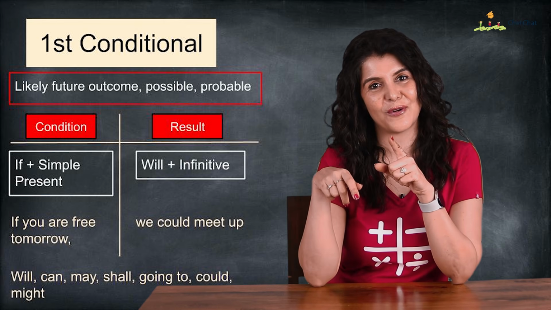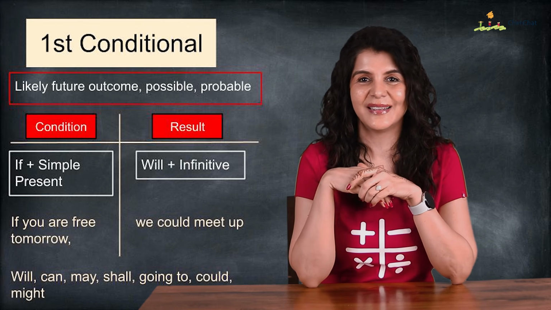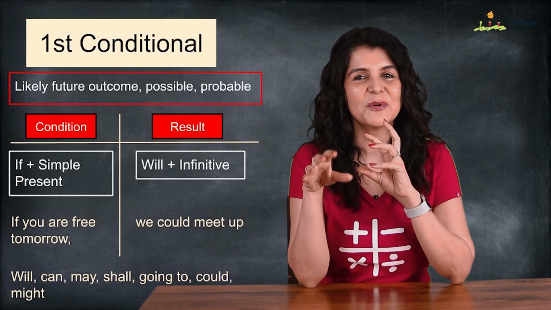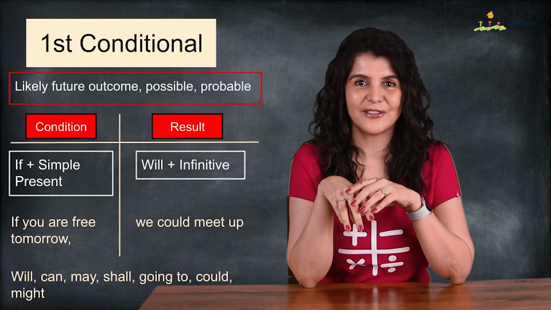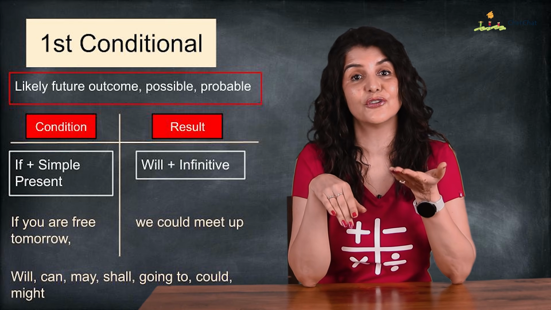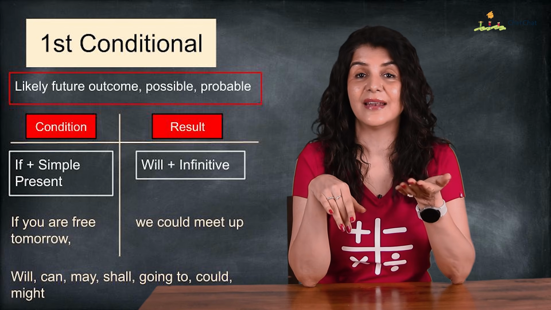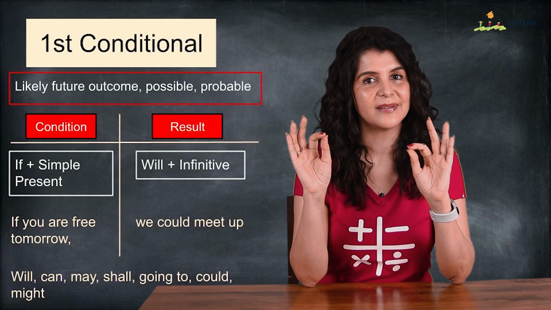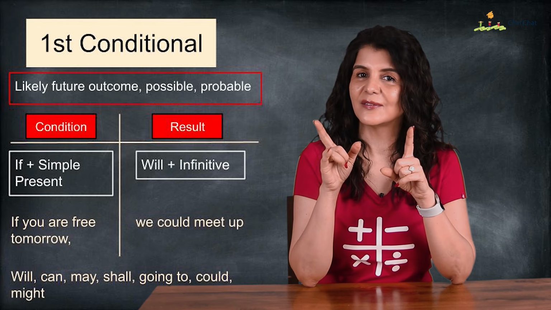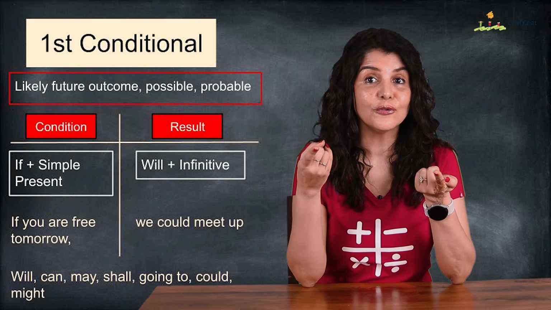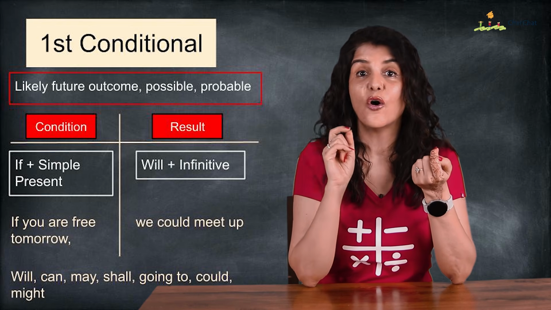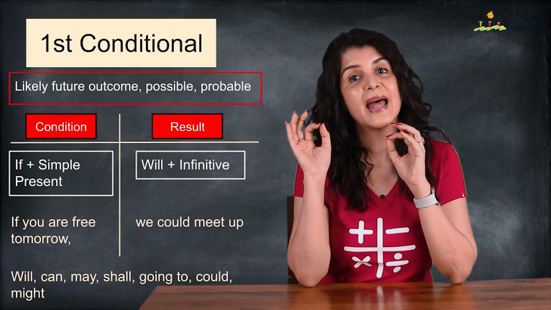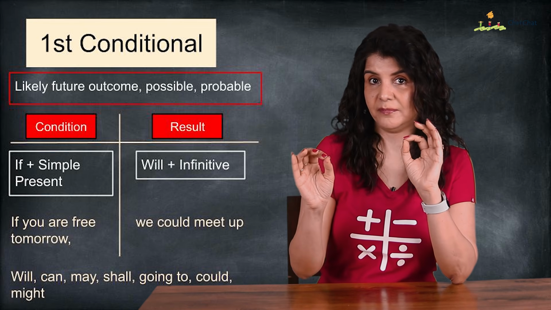If you are free tomorrow, we could meet up. Will is the most common thing that you find in the first conditional, but you can use other modals like could, shall, might, can, or should. The if clause is always in simple present tense, and the main clause is going to be talking about a likely future outcome with will or a modal and the verb in the base form.